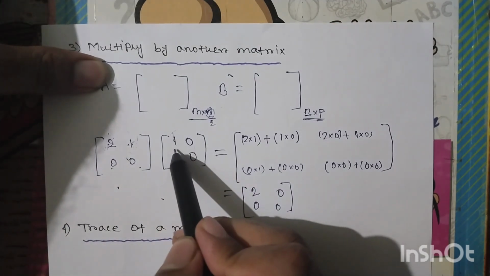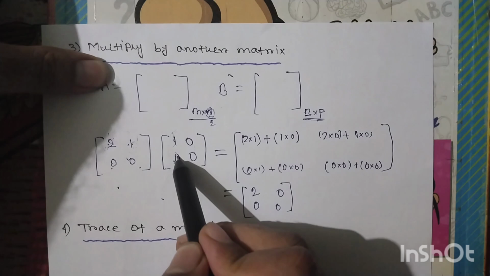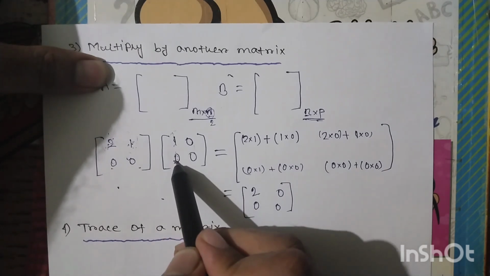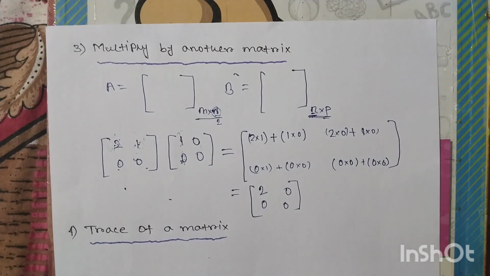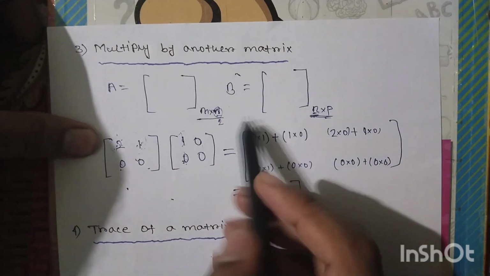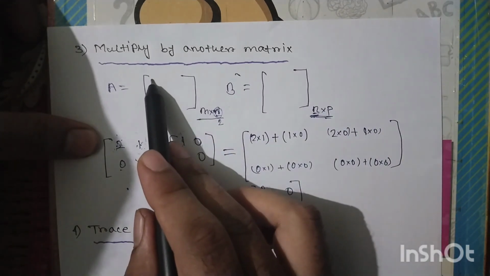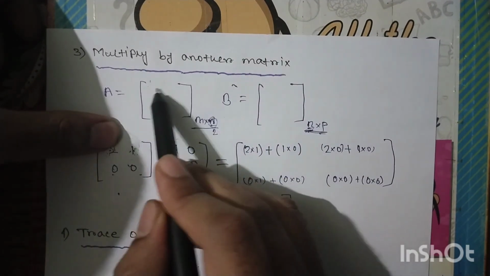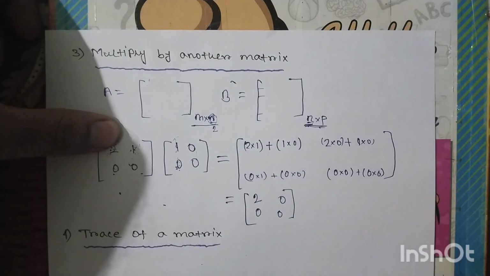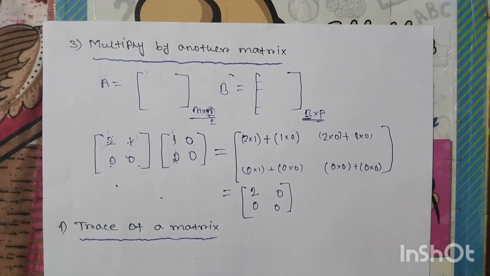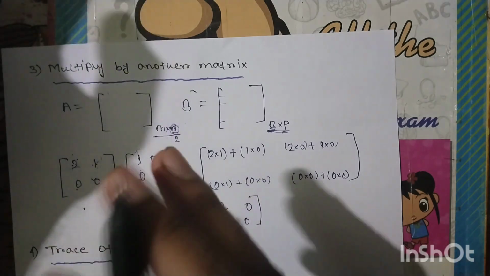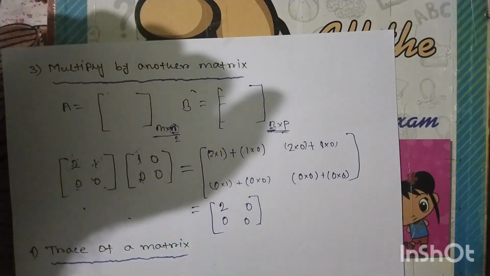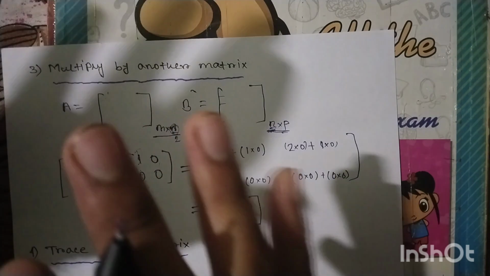This should be equal to the number of rows. Okay, you got my point or not? Yes. So the number of columns of the first matrix should be equal to the number of rows of the second, then we can multiply the two matrices. The two matrices do not necessarily have to be square. If a matrix is not square, we can still multiply.